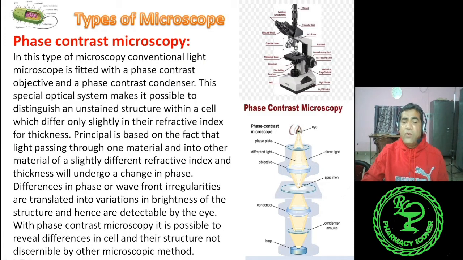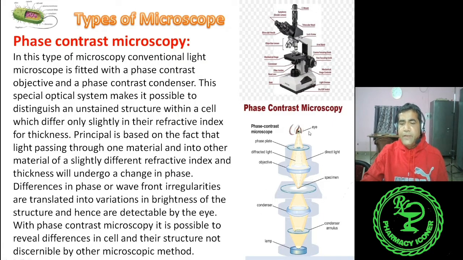Differences in the phase or wavefront irregularities are translated into variations in brightness of the structure and hence are detectable by the eye. With phase contrast microscopy, it is possible to reveal differences in cells and their structure not discernible by other microscopic methods. So here there is a presentation.